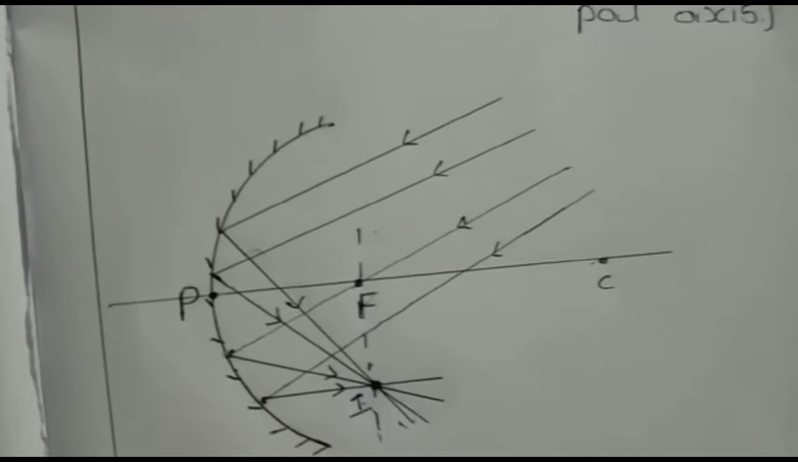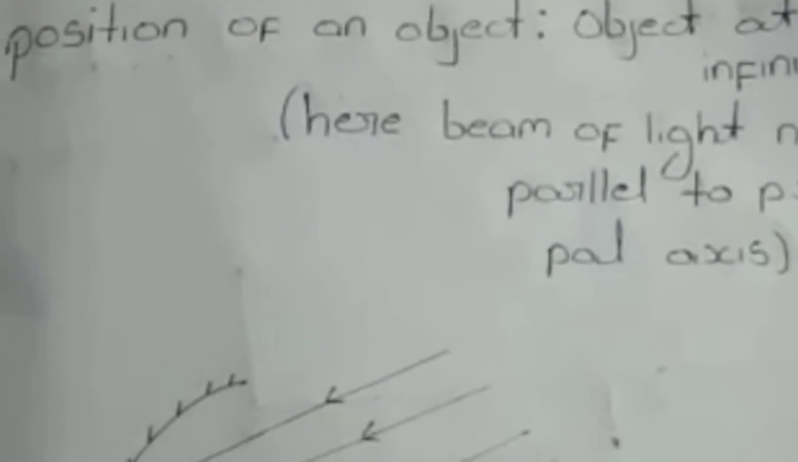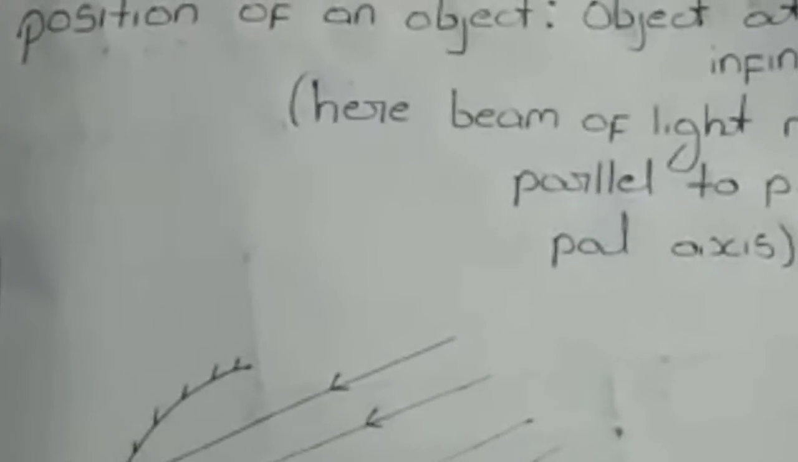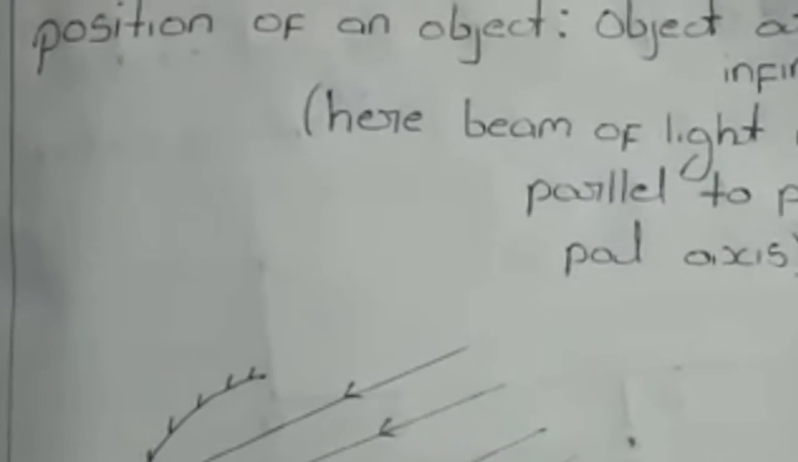Now let us discuss another one. Friends, if the incident ray is parallel to the principal axis, we can see the image at the focus.